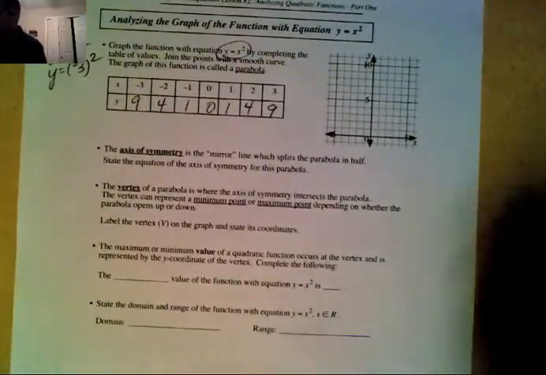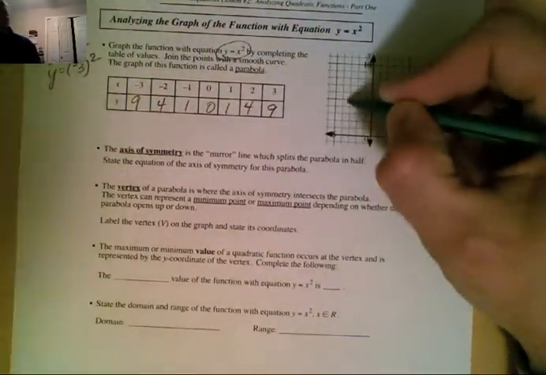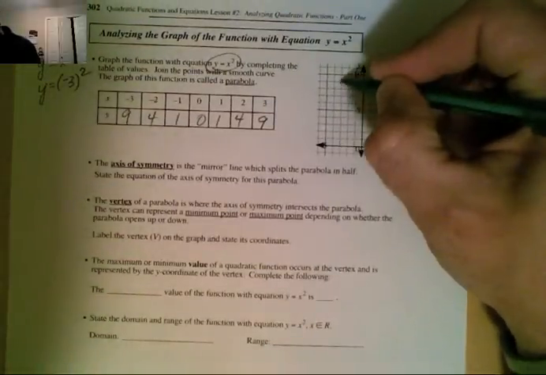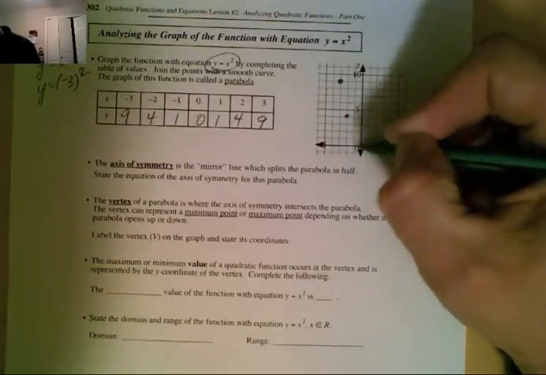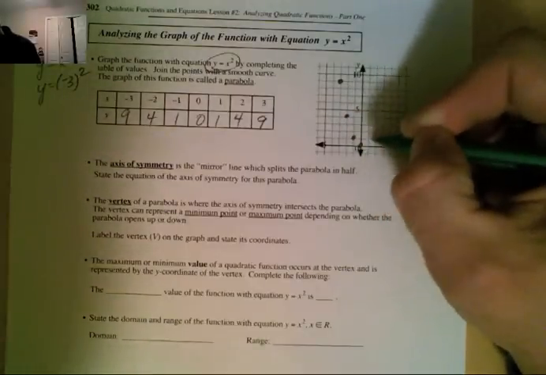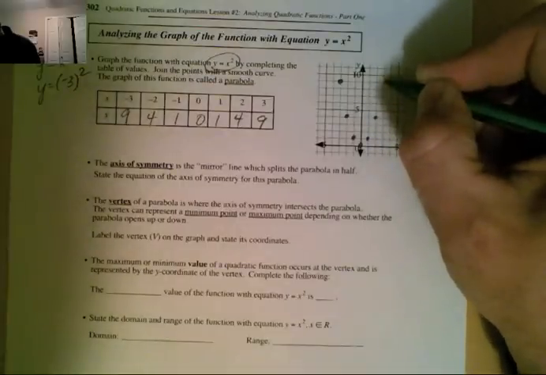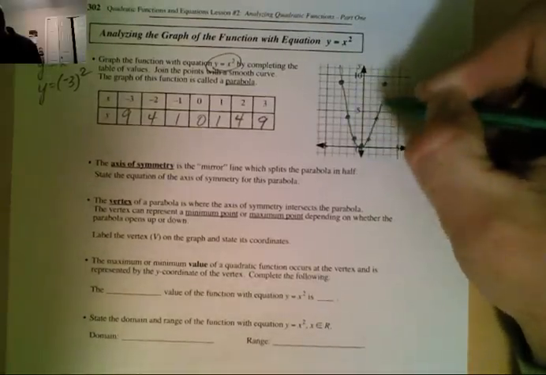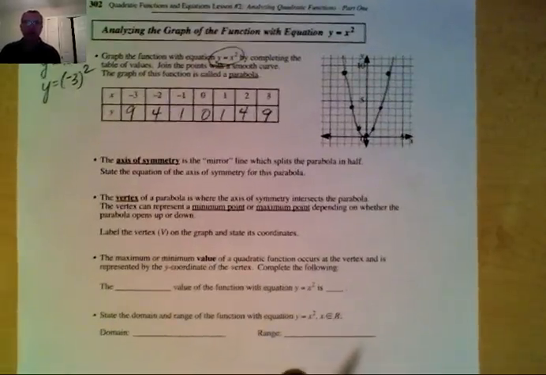So if we actually plot those points on the graph, we've got -3 and 9. We've got negative 2 and 4. We've got negative 1 and 1, 0 and 0, 1 and 1, 2 and 4, and 3 and 9. So if we plot all those points, this gives us a parabola that looks like that. Again, this parabola happens to open up.